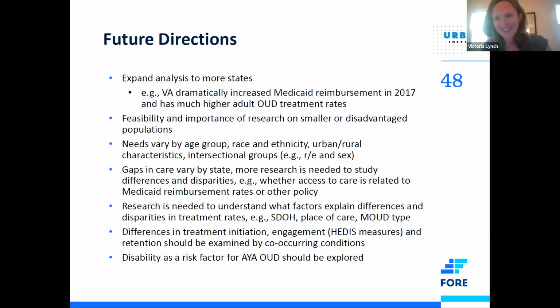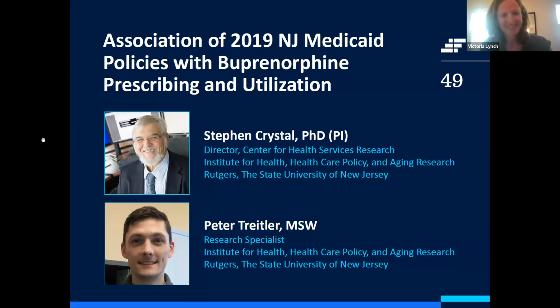This basically says we have a lot of ideas for further research. We'd really like to look more at social determinants of health and look at the policy changes, particularly in places like Virginia and the impact that it had, and to look more closely at small and disadvantaged populations. And I think I need to turn it to the next person.